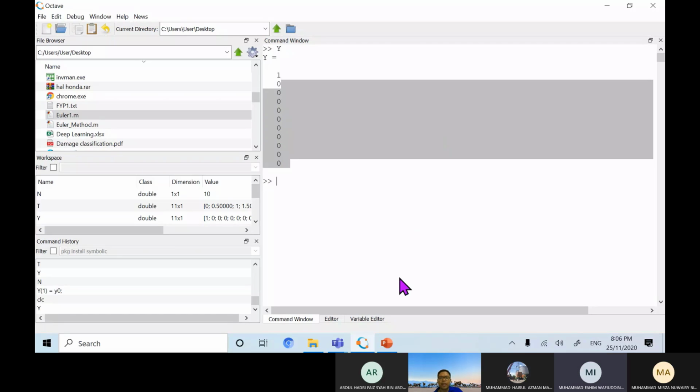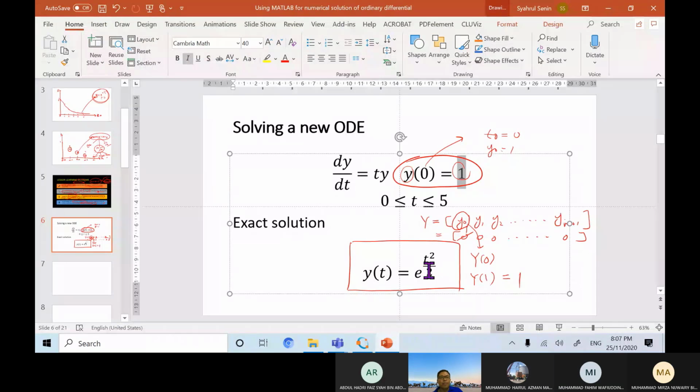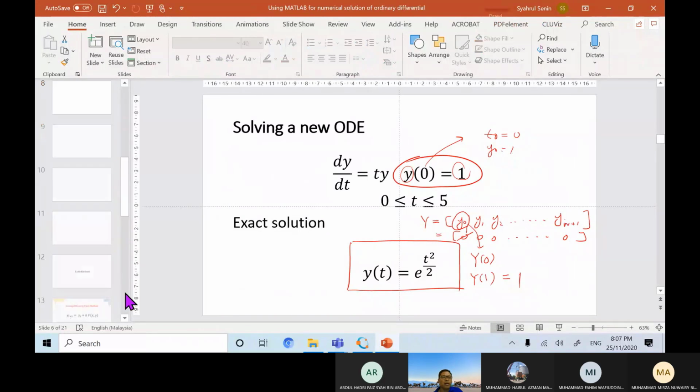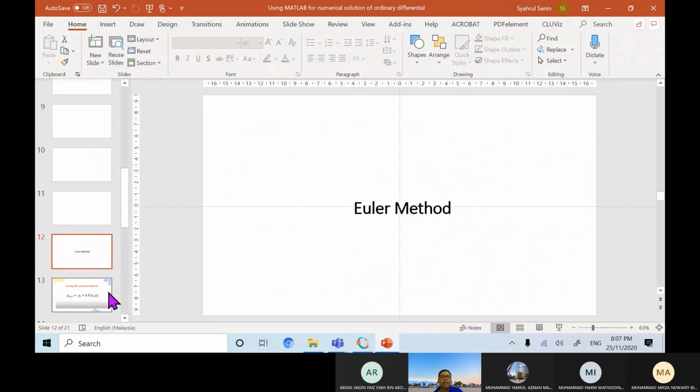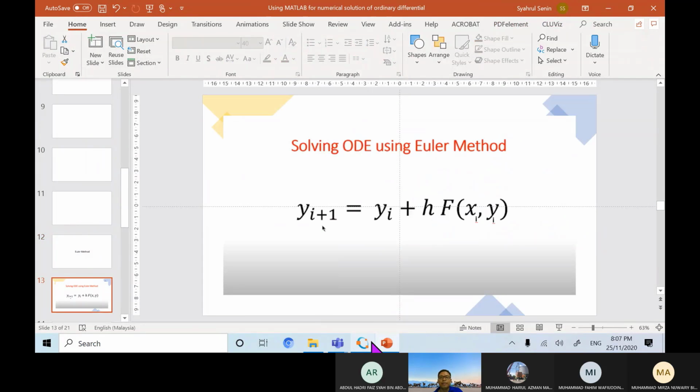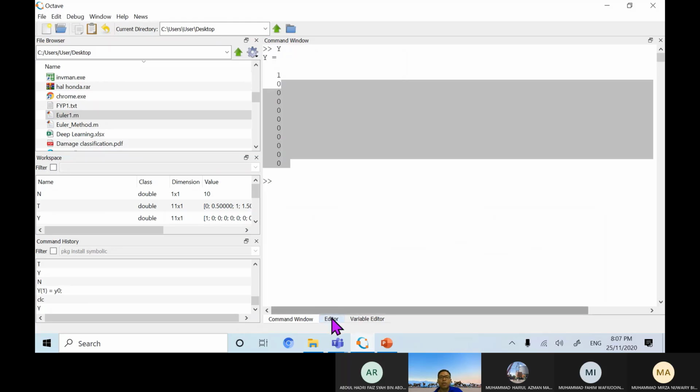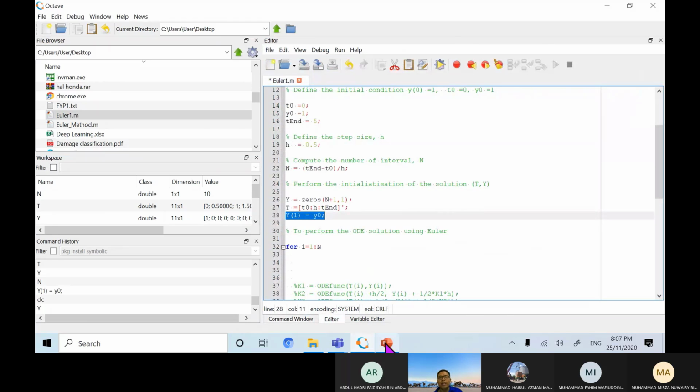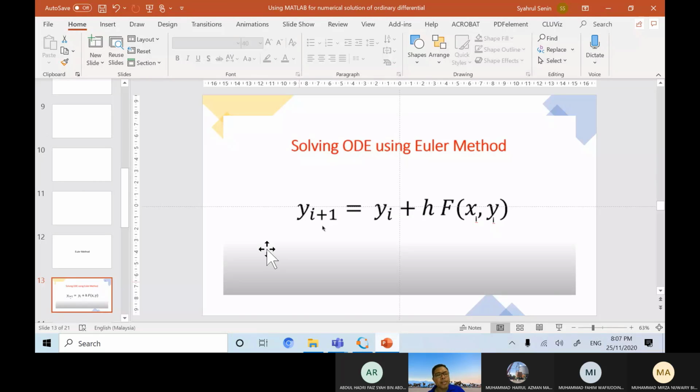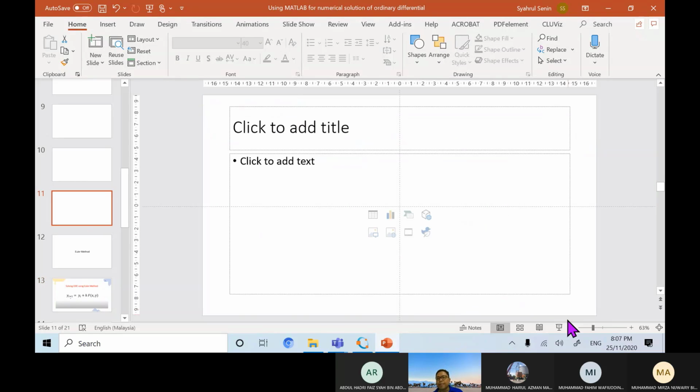Nampak je. Okay. So kalau dah nampak, kita tengok apa yang kita nak buat. So sekarang kita dah ready untuk solve using Euler Method. Kita dah ready nak gunakan Euler Method. Dan kita nak ready ni pula, kita kena tengok how many points yang kita nak buat.